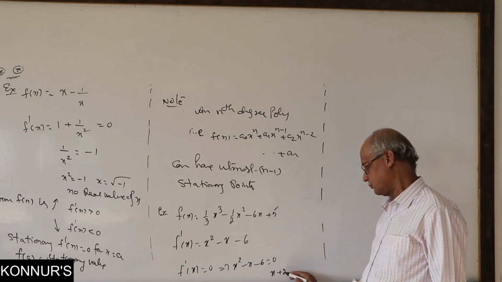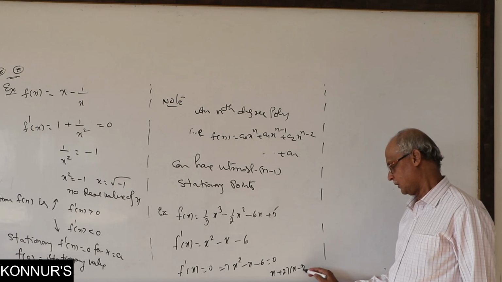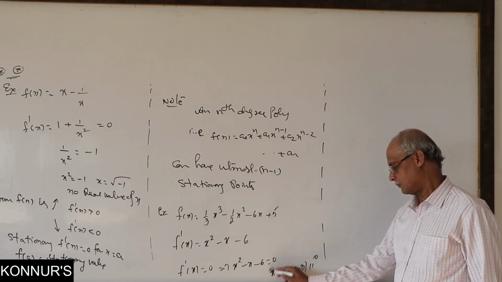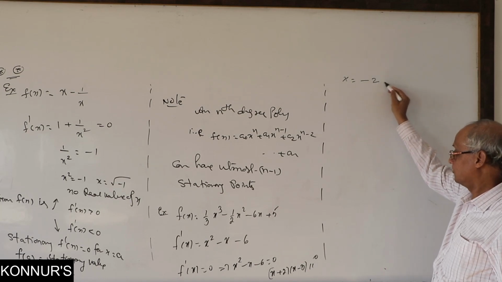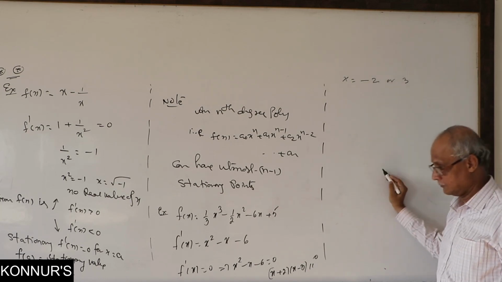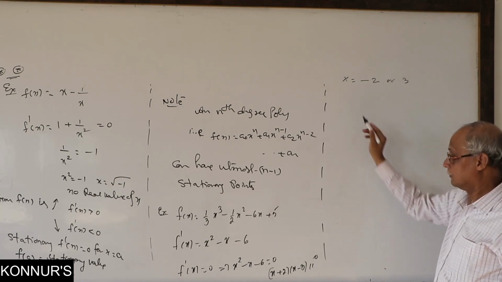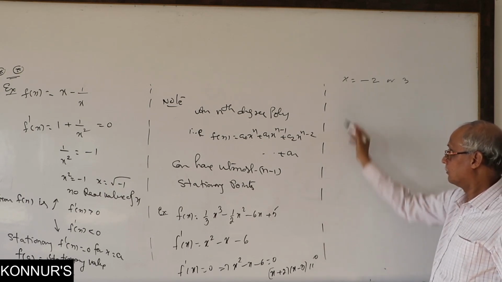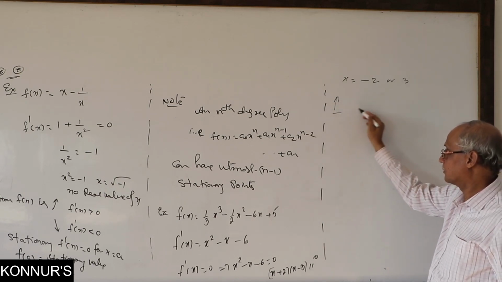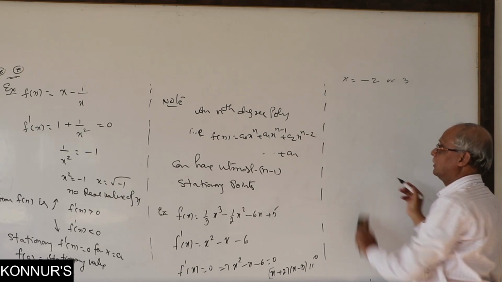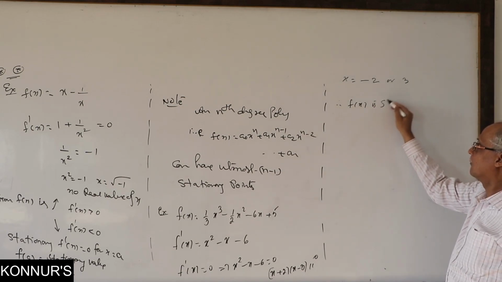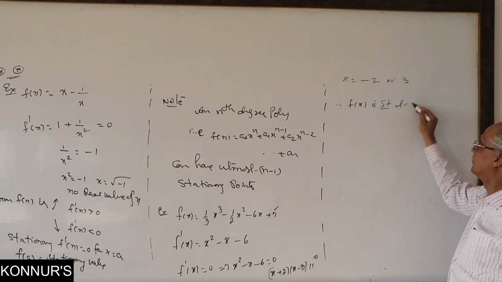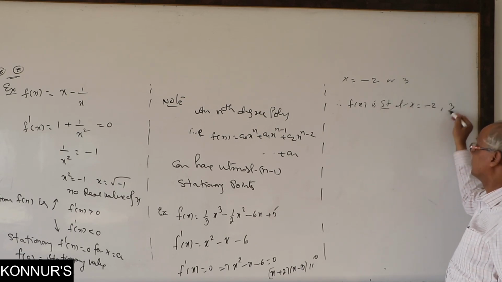x plus 2, x minus 3. Then what are the x values? Minus 2 or 3. Completed. Now, increasing first we are doing. So what is the conclusion here? Therefore, f x is stationary at minus 2 comma 3.